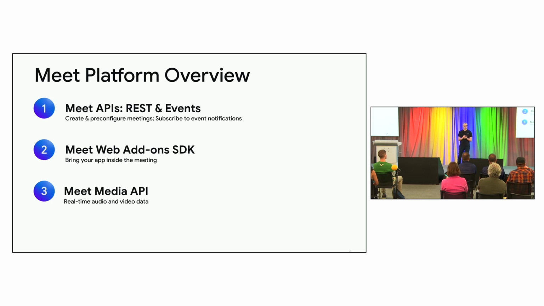We're going to talk about our REST APIs and our events APIs, what that means, how you can configure your meetings, and how you can subscribe to event notifications. We'll talk about add-ons, and how you, as a developer, can build something that other people can use. And then we'll talk about the Meet Media API, this new thing that's in the DPP, the Developer Preview Program, and how you can leverage that in any of your upcoming work.